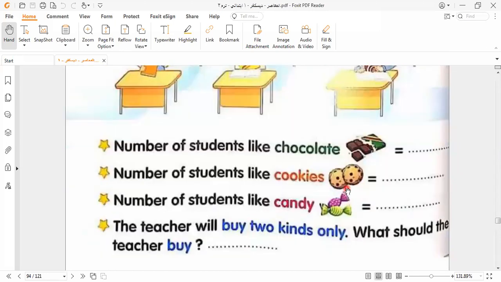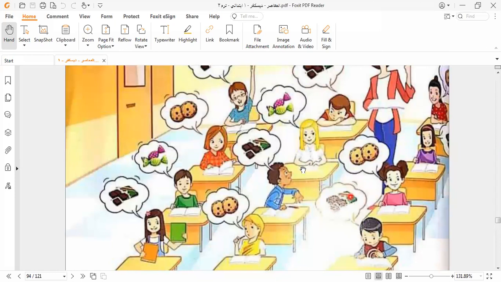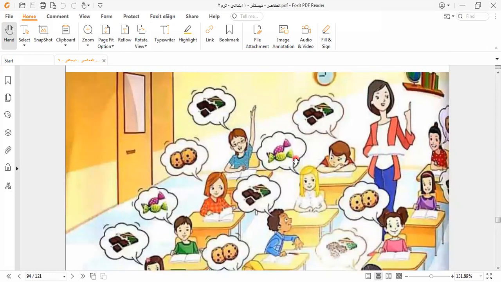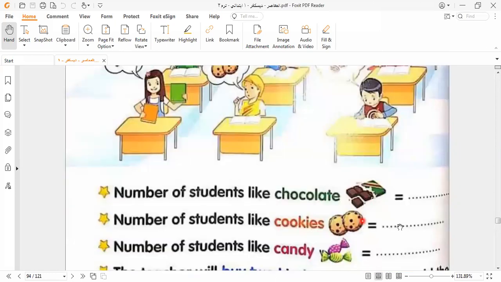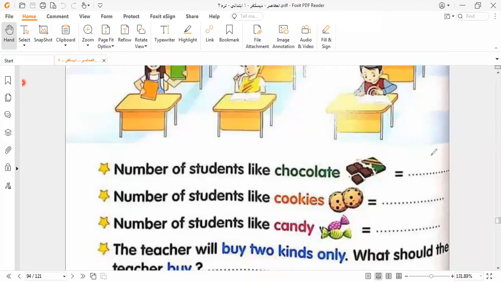The last one is candy. I count it. 1, 2. So we have 2 here. So we have here 6, we have here 4, and we have here 2. So the two kinds that the teacher will buy are what? Chocolate and cookies only. Okay.